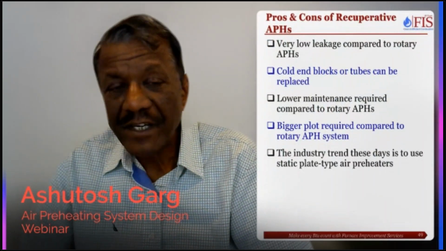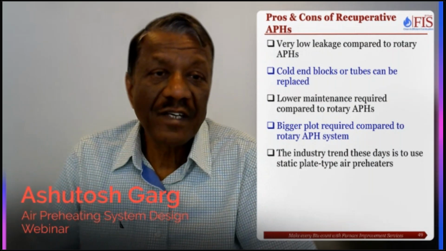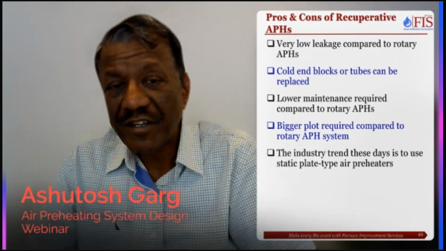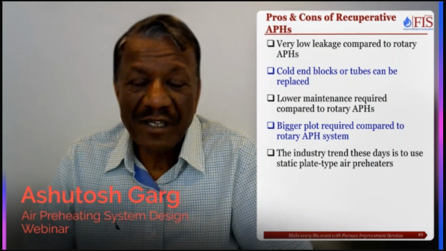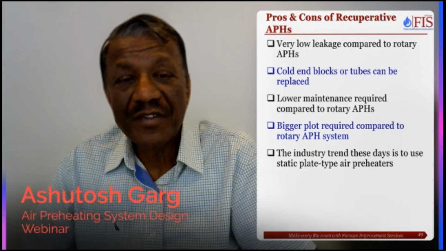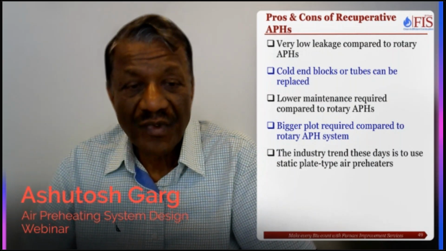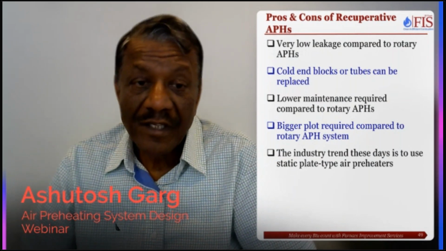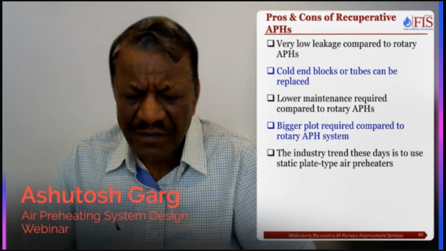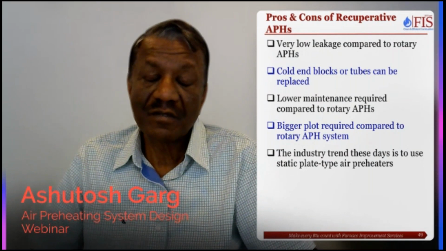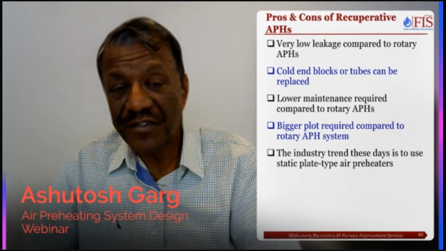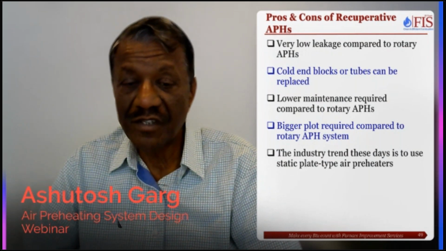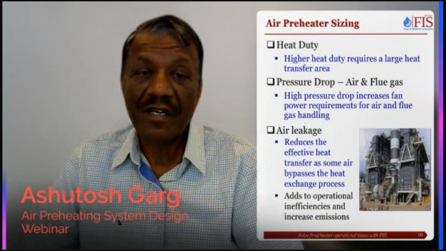As compared to rotary, there has been very low leakage in these air preheaters. Cold end blocks, of course, can be replaced in both designs. These are more expensive. They require a lot more space. And in the fire heater industry, in the refining industry, we have been using static plate types.